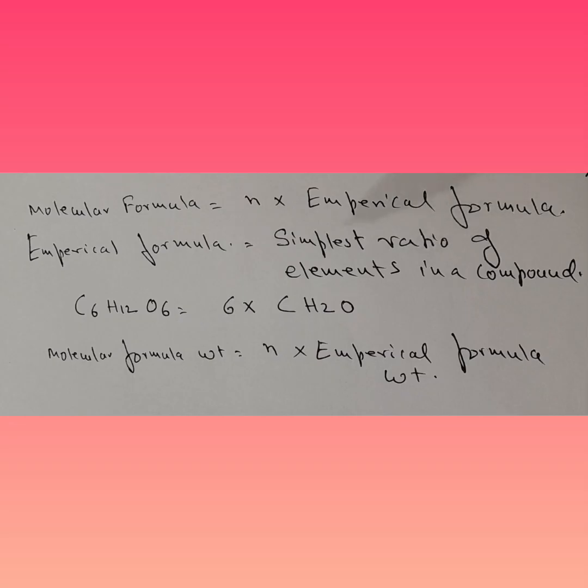Let's move ahead. Let's try and understand the relationship between molecular formula and empirical formula. Molecular formula is equal to n into empirical formula. Empirical formula is the simplest ratio of elements in a compound. Now for example, C6H12O6 is the molecular formula. The simplest form is what? CH2O.